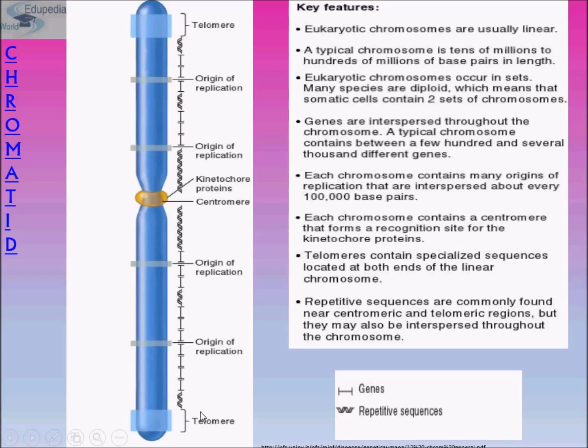These are the repetitive sequences. They are commonly found near the centromeric and telomeric regions, as you can see. This is the centromeric region, and they are most evidently found near the centromere region, but they may also be interspersed throughout the chromosome.